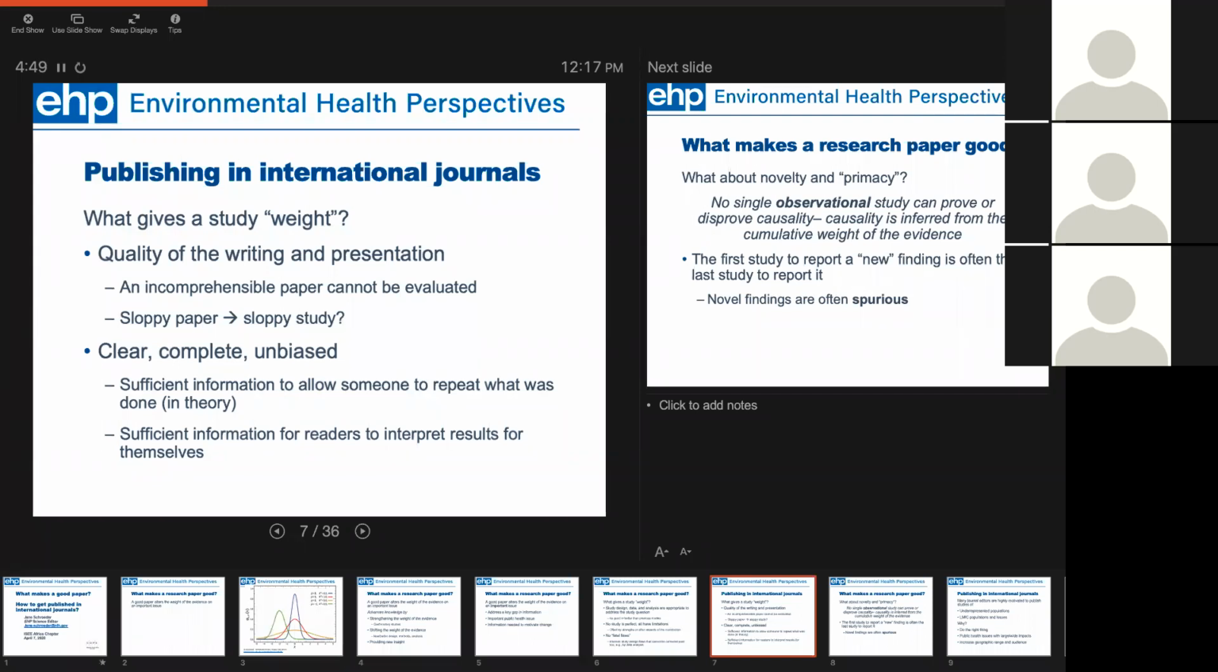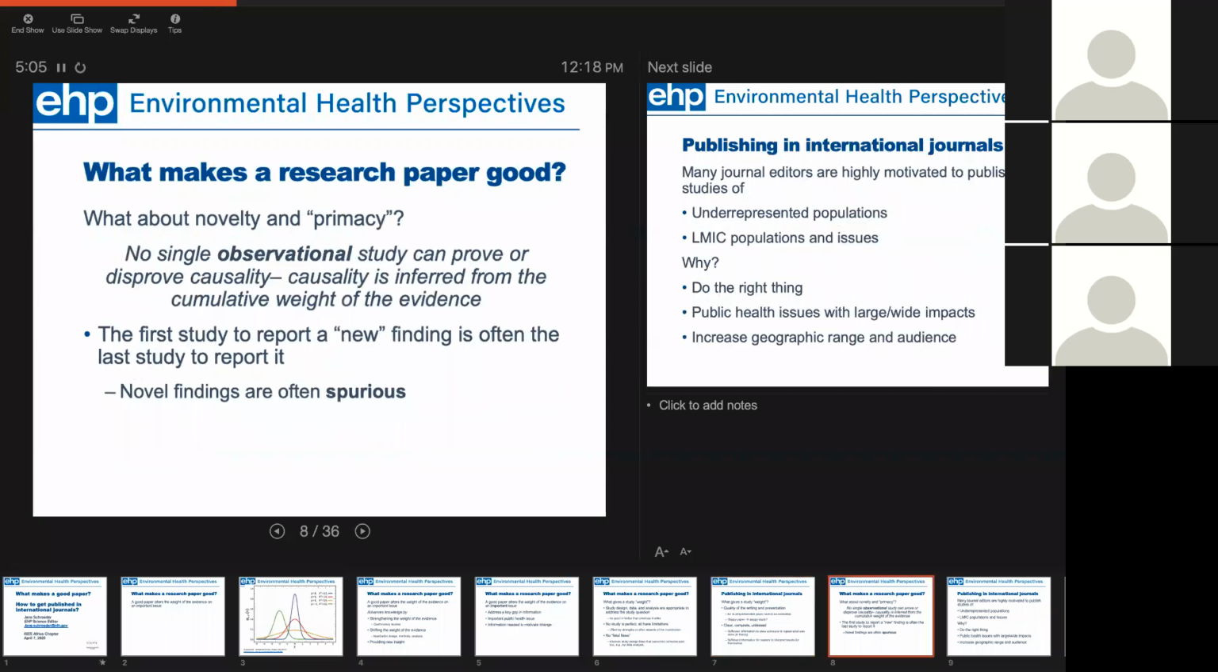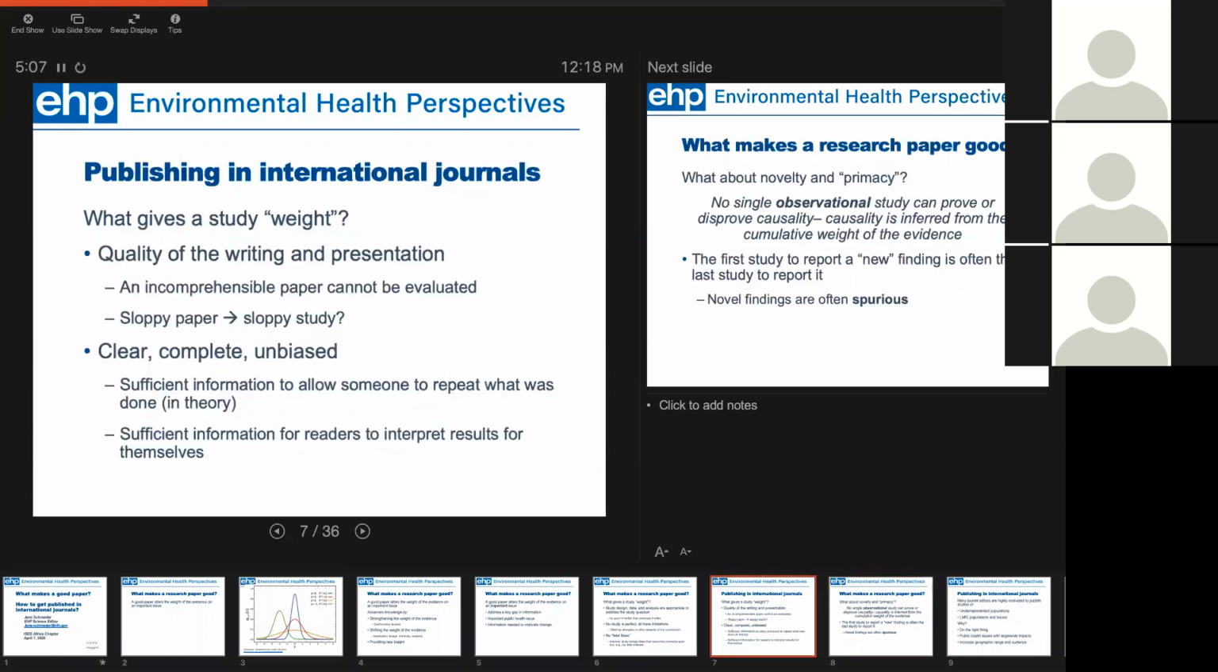We also need enough information so that we can evaluate the study. The information needs to be clear and very complete and also unbiased. We need enough information about the methods so that someone could repeat the study, at least in theory, right? So you can never repeat the study in the same population at the same time, but somebody could do the same thing.